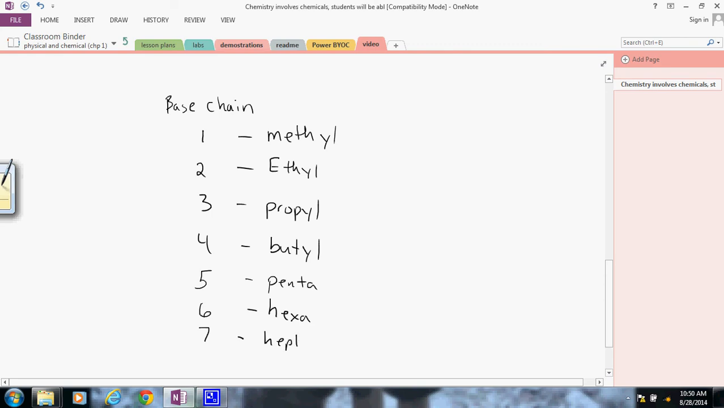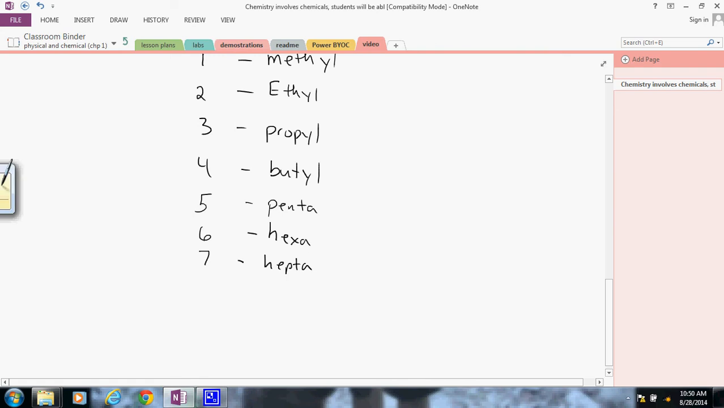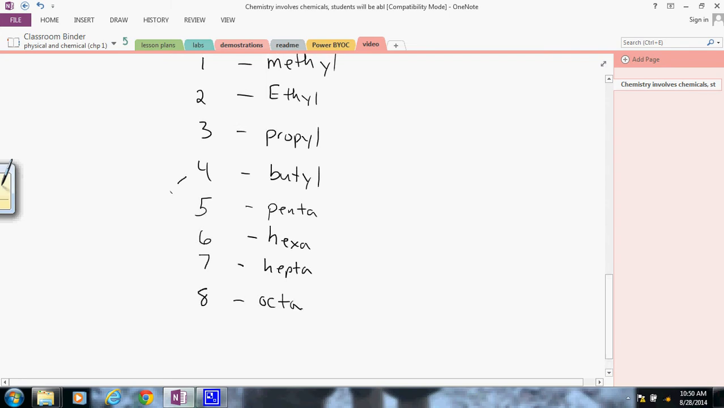And then 8, 9, and 10 are also fairly common. 8 is octa. Number 9 is nona. And number 10 is deca. And there are above that. It's just these are the most common ones. Okay. Now, if we look at this thing, we also have this suffix.